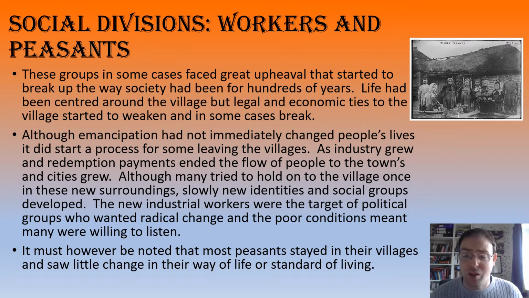So obviously there'd been emancipation back under Alexander II, but things like redemption payments came to an end in the reign of Nicholas II. There was more industry and other areas of work for people to go into. So quite large numbers of people started to leave.